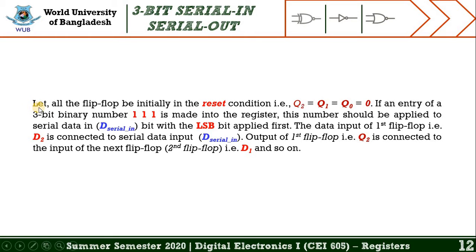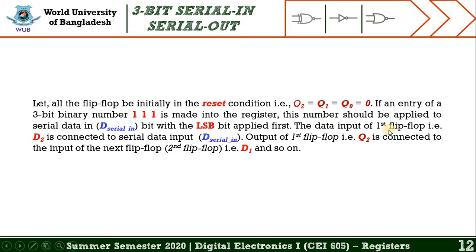From this slide, we may learn the design of a 3-bit serial in, serial out register. So let's begin. Let all the flip-flops be initially in the reset condition, which means the value of Q2, Q1, and Q0 is equal to 0. If an entry of a 3-bit binary number 111 is made into the register, this number should be applied to serial data in, symbolized as D subscript serial_in, with the LSB applied first.